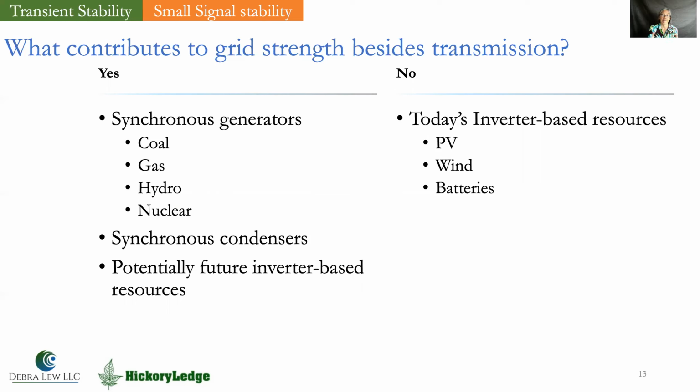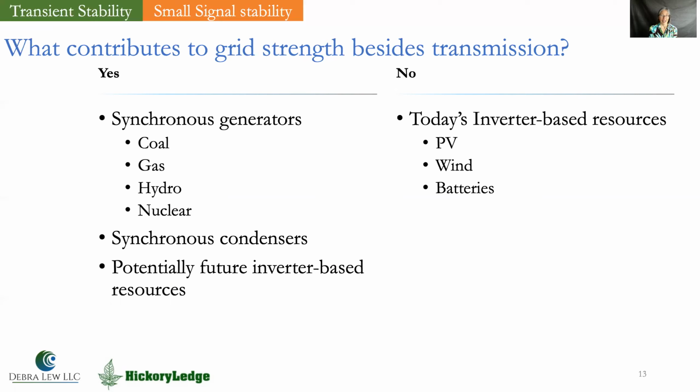And in order to be in a place that has grid strength, you need to be electrically close to synchronous machines. So electrically close, what does that mean? It's not the same as physical distance. Electrically close means a big fat transmission line to a synchronous machine. If you had a long, stringy transmission line to a synchronous machine, that would not be electrically close, and that would likely put you in a weak grid position.